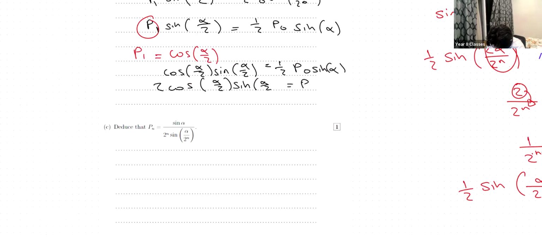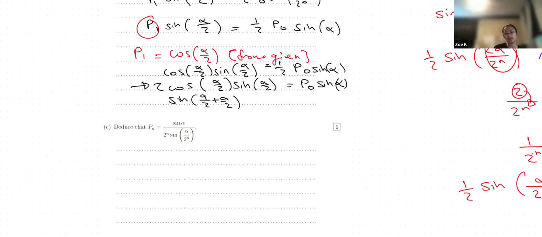So, oh wait, yeah, that works out. Yeah, so now from here, this is sine alpha, because this is the equivalent of me writing it like this: alpha on 2 plus alpha on 2.